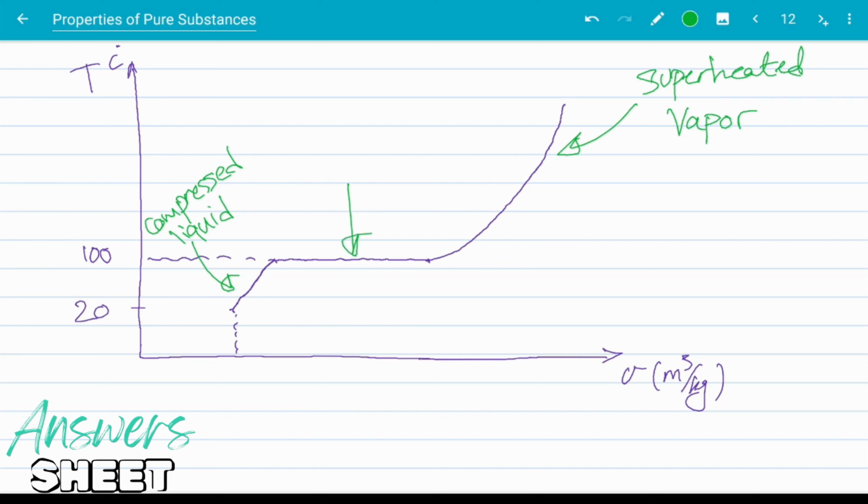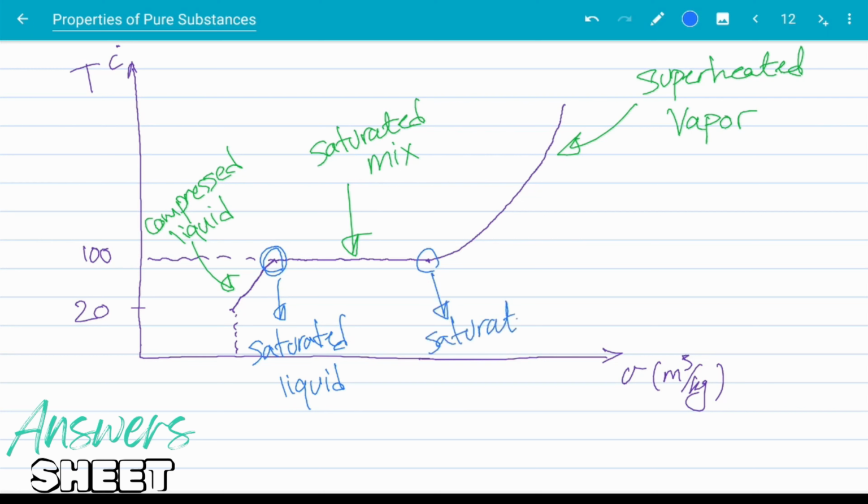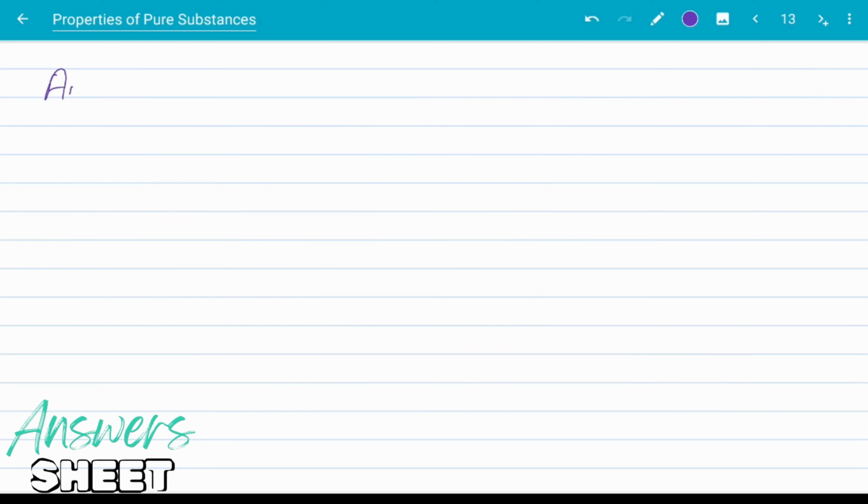The area in the middle, this straight line, is the saturation mixture or saturated mixture. This point here is the saturated liquid. And this point here is the saturated vapor. Now, we touched on this topic briefly before, but the amount of energy that is absorbed or released during a phase change is called the latent heat.